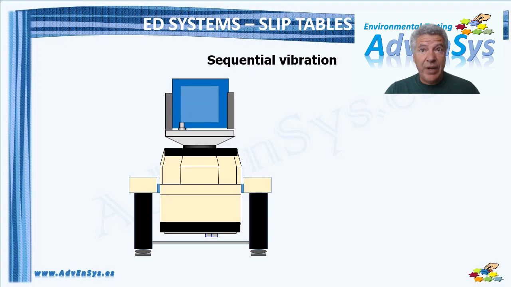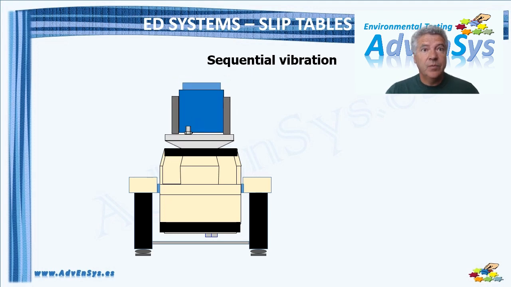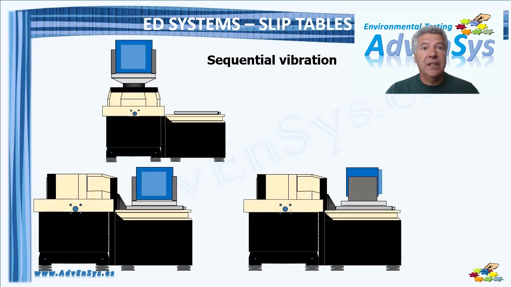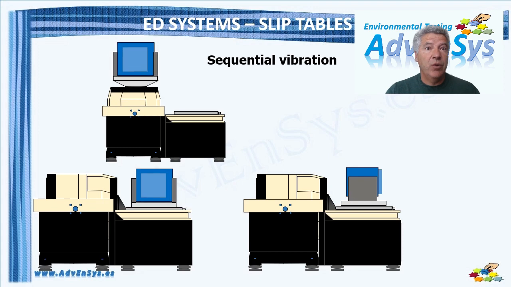This is a schematic of three-axis testing when we can rotate the device under test. And this when we cannot rotate the device under test and the use of a slip table is required.